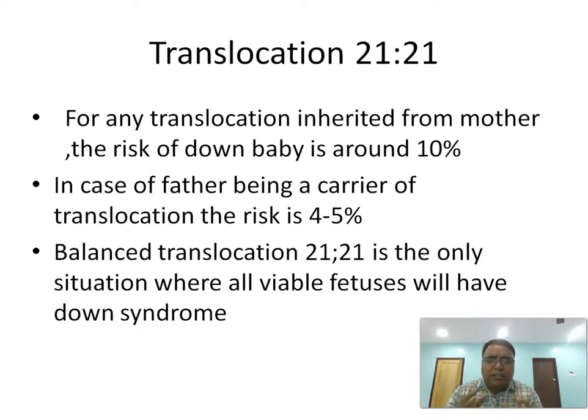For any translocation inherited from the mother, the risk of having a Down child is around 10%. This you have to remember. But if the father is a carrier of a translocation, then the risk is around 4 to 5%. If the mother is the translocation carrier, the chance is 10%. If the father is a carrier, the risk is around 4 to 5% of having another Down baby. But if the translocation is 21;21, then there is no option: 100% of the fetuses will be Down babies.